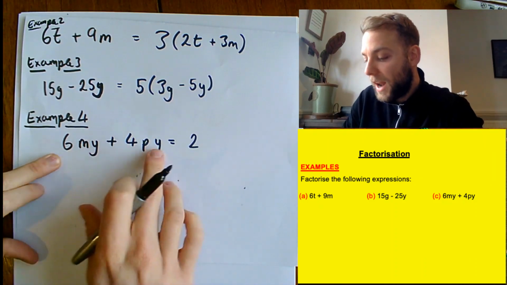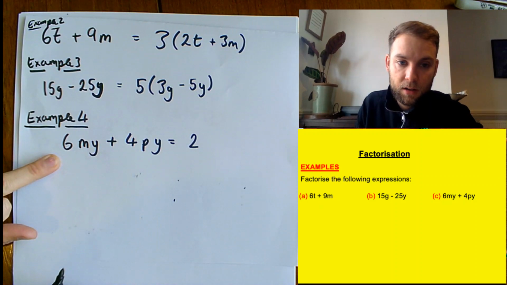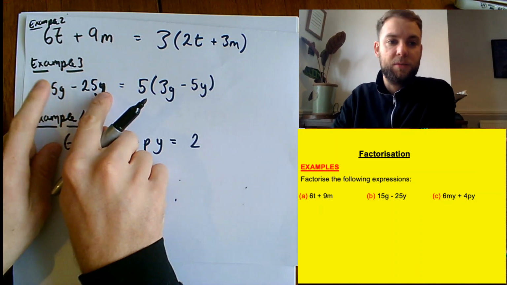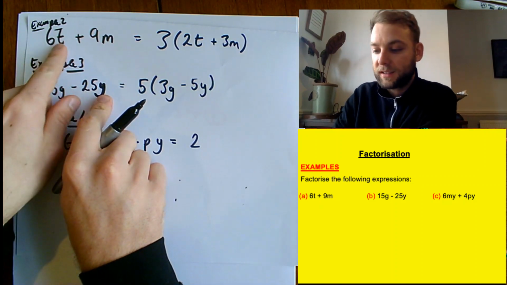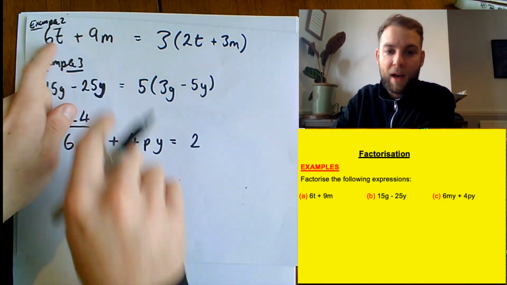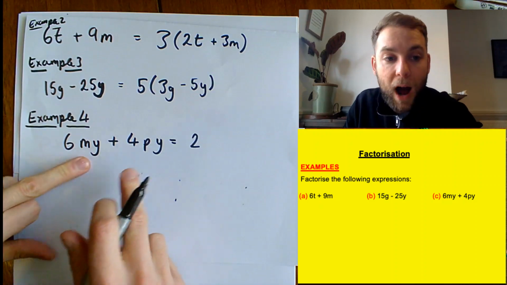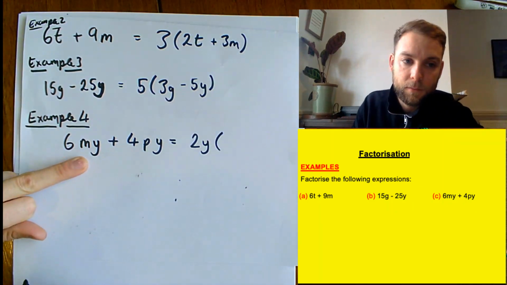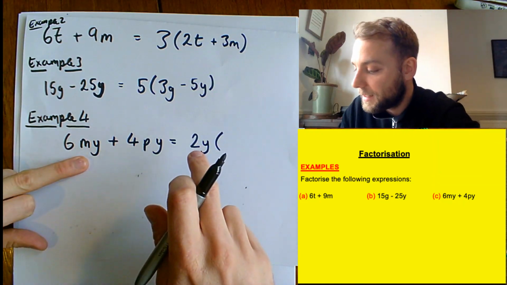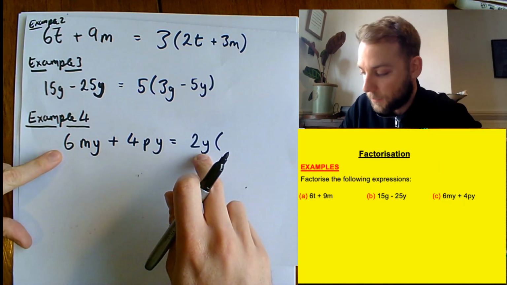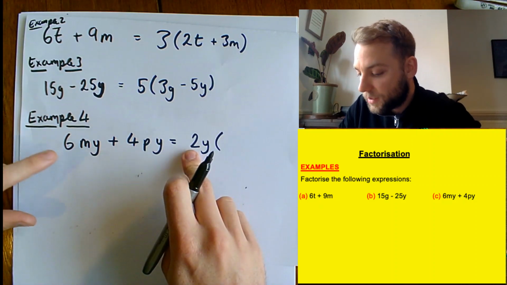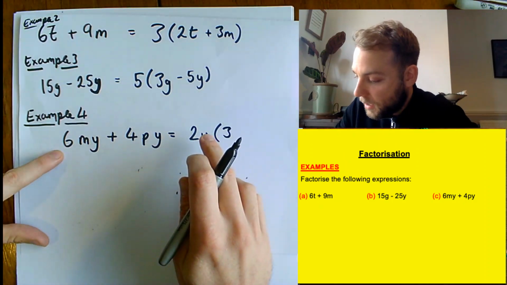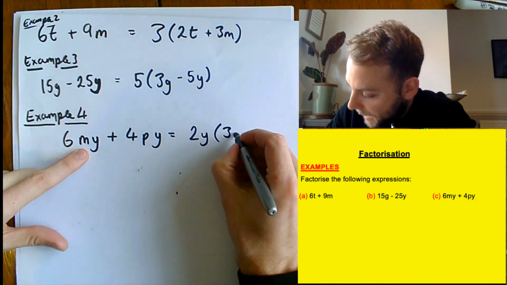So what letter now is in both of them? Now you notice that here, I couldn't take these outside because it was g and y. I couldn't take these outside because it was t and m. However, in this one here, we've got a y in both of these, so I can take that outside. And the question now is, what do I need to times by 2y to get 6my? Well, what do I need to times by 2 to get 6? That's 3. What do I need to times by y to get my? It's just going to be m.